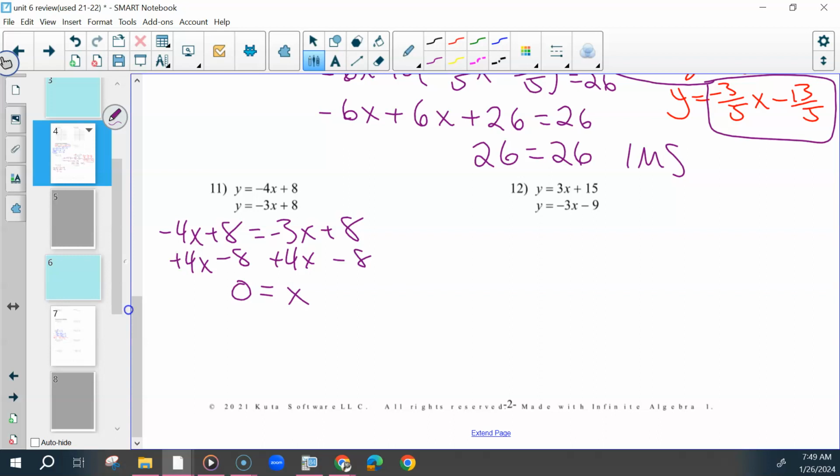If I put 0 back in, which one? Doesn't matter. You did the same thing either way. Y would be 8. Okay, so 0 can be part of a solution. If the variable disappears, that's when it's no solution or infinite solutions.